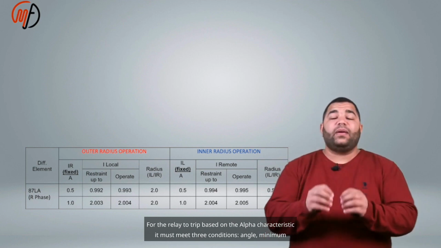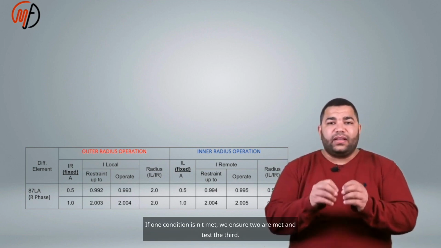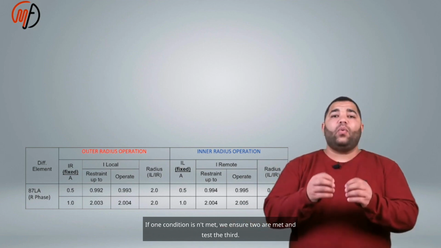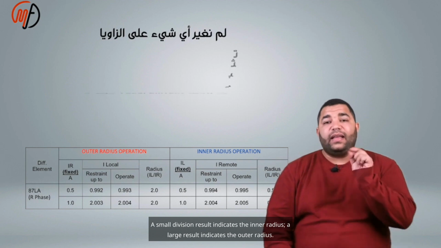For the relay to trip based on the alpha characteristic, it must meet 3 conditions: angle, minimum threshold, and radius. If one condition isn't met, we ensure 2 are met and test the third. A small division result indicates the inner radius. A large result indicates the outer radius.